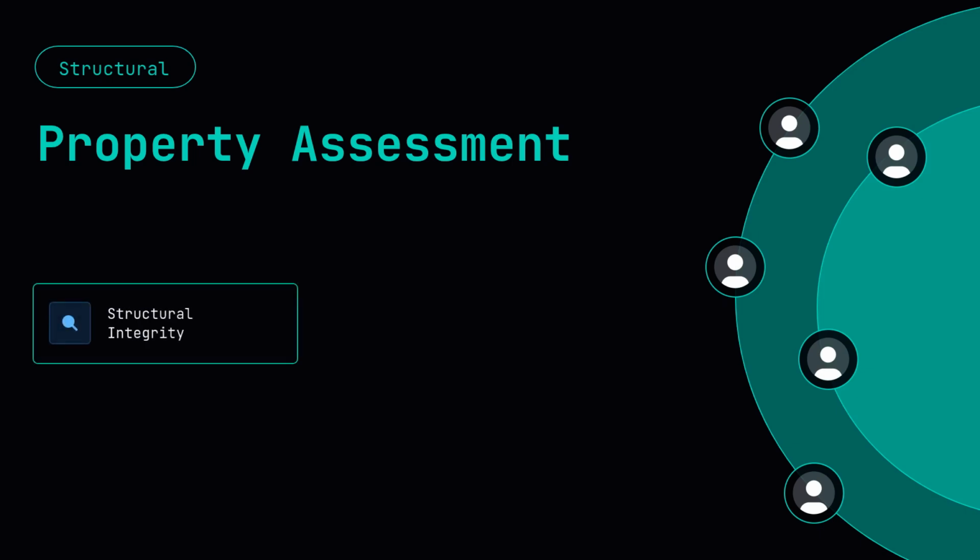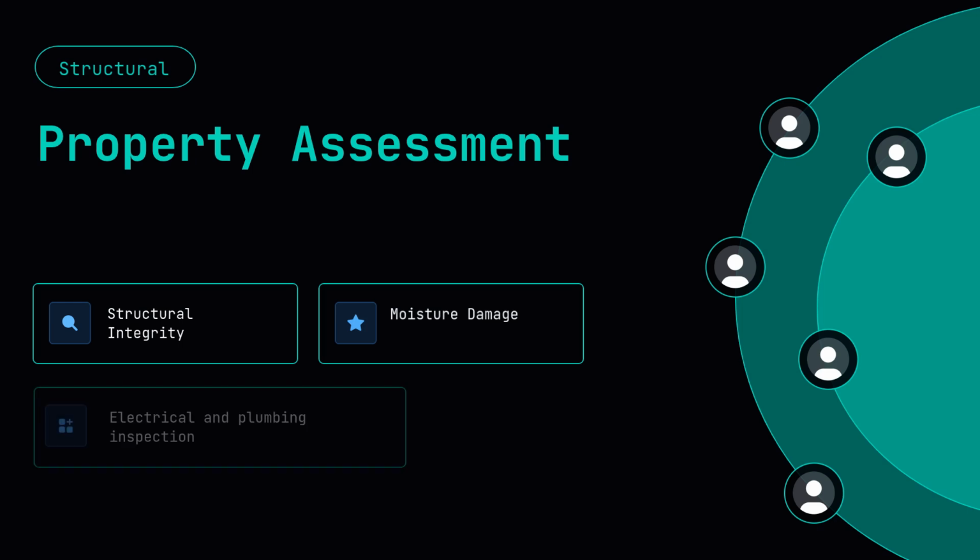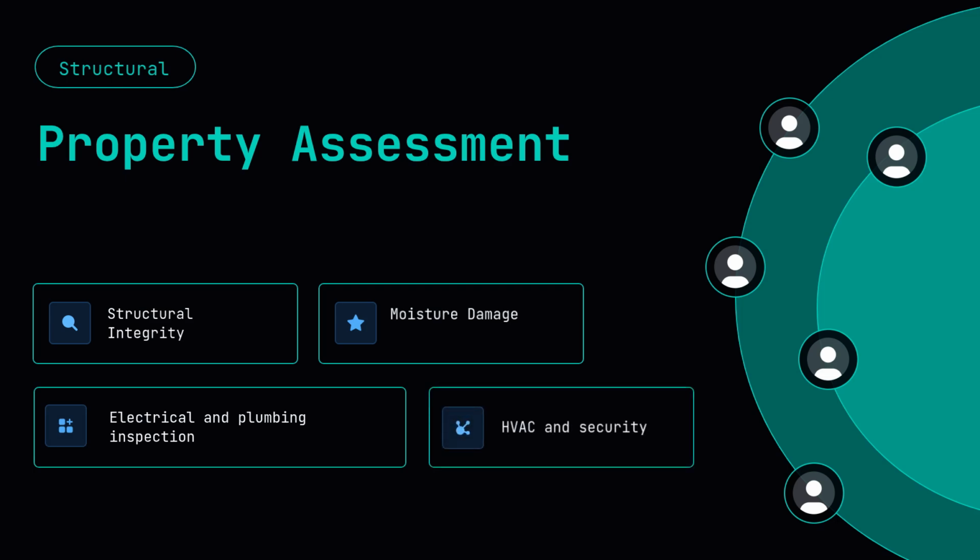The assessment covers structural, environmental, mechanical, and safety conditions. Key areas include structural integrity and moisture damage. Electrical safety and plumbing are thoroughly inspected. Heating, ventilation, and security features are also assessed. This comprehensive approach ensures a detailed property evaluation.